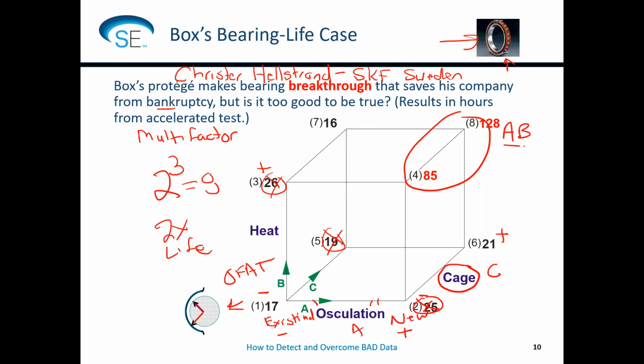Now, here's the weird part of it. If you put this data into Design Expert, for example, and you analyze it, these would be taken out as outliers. They're actually statistical outliers. And so you would completely miss out on this whole opportunity of doing the multi-factor testing.